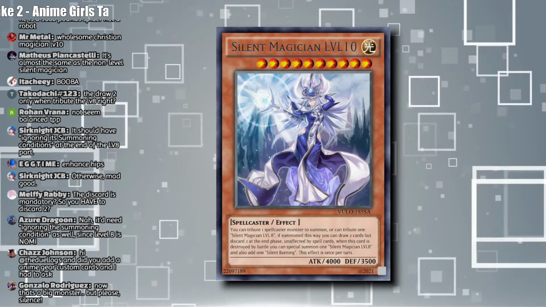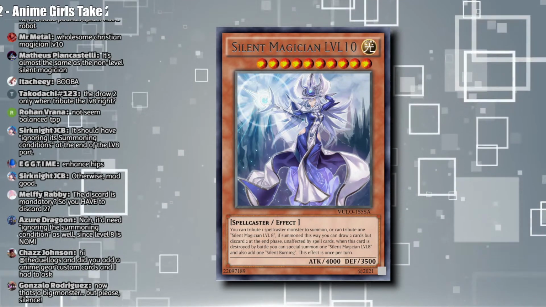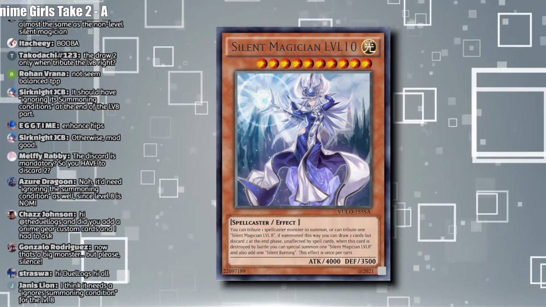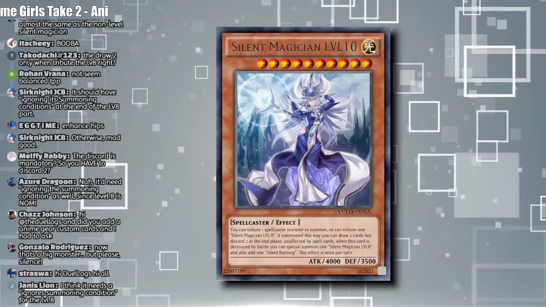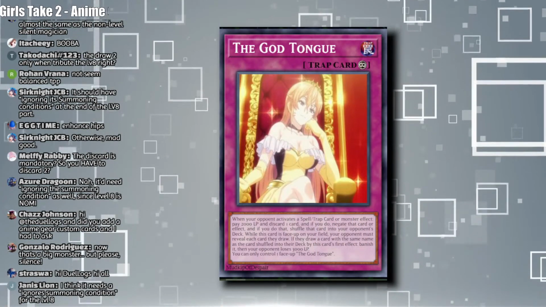So the discard is mandatory, so you have to discard 2. If summoned this way, you can draw 2 cards, but then discard 2 during the end phase. So if you just don't have any cards in your hand, you can ignore it. Yeah, this card is ultra powerful. We'll go on to the next one.